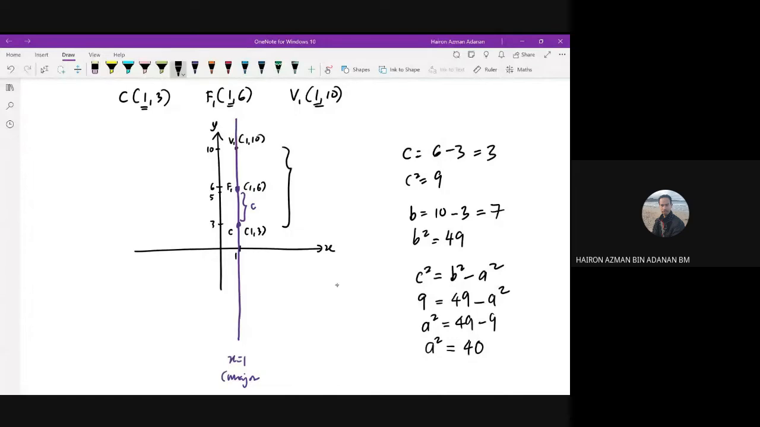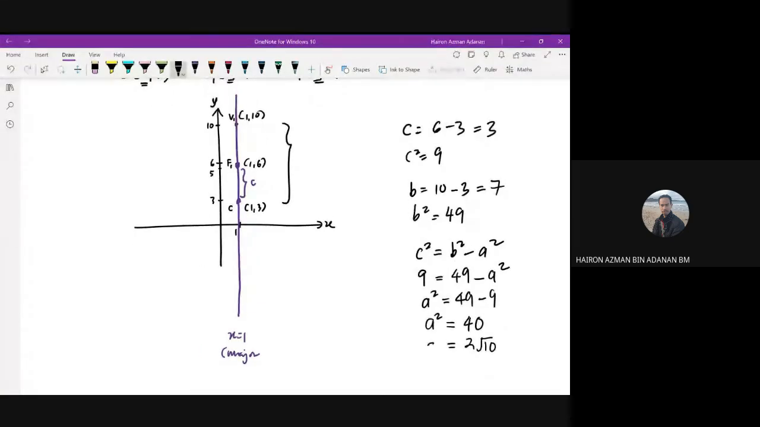Okay, 40 actually if you do that again is equivalent to 2 square root 10, because 4 times 10 is 40, right? Square root 4 is 2. Okay, 2 square root 10. So this is your A squared.